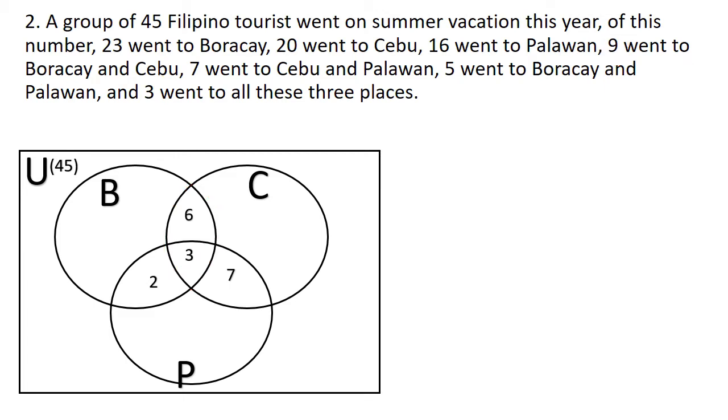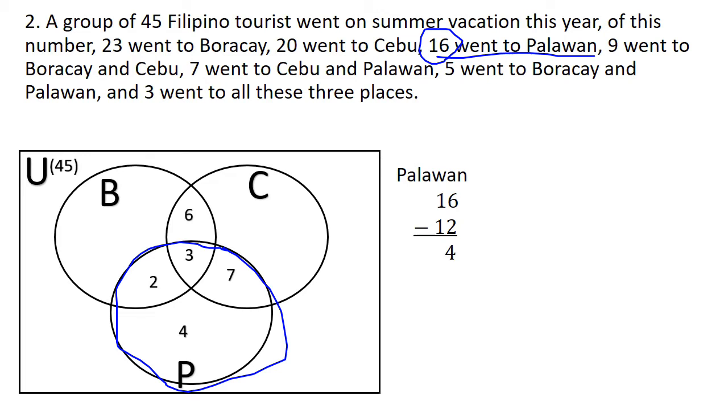The next thing is to identify the specific elements of every set. We will start with Palawan. So it says here there are 16 visitors of Palawan. So this is our area of concern if we are going to talk about Palawan. So we have here 16, and then we are going to subtract these elements under the area of Palawan. So we have 2 plus 3 plus 7. That will give us 12, and it will be deducted to 16. So it will give us 4 distinct visitors of Palawan.